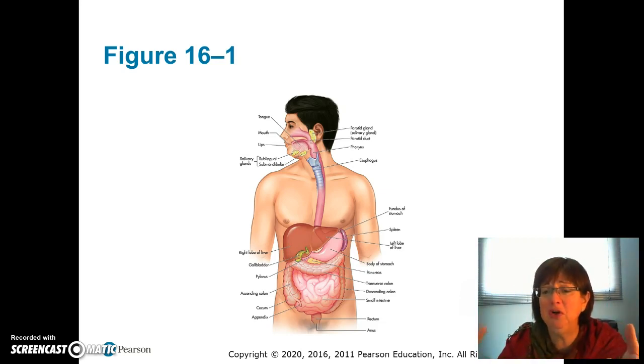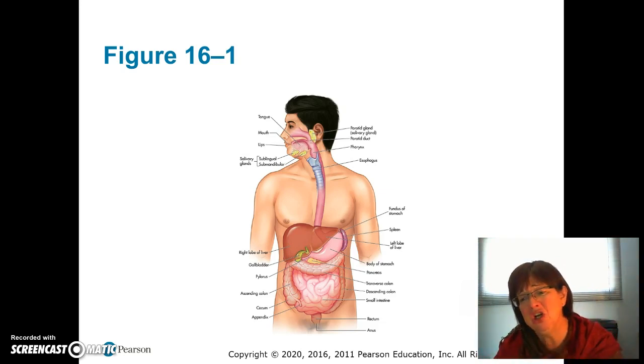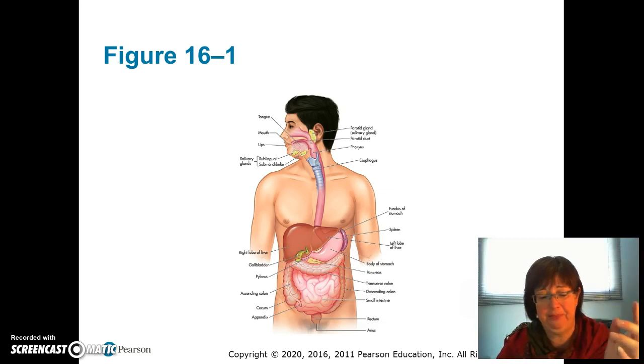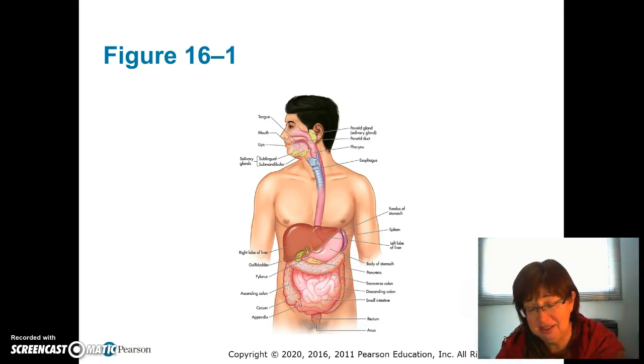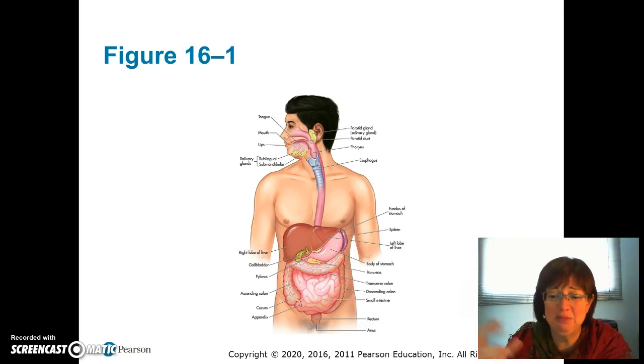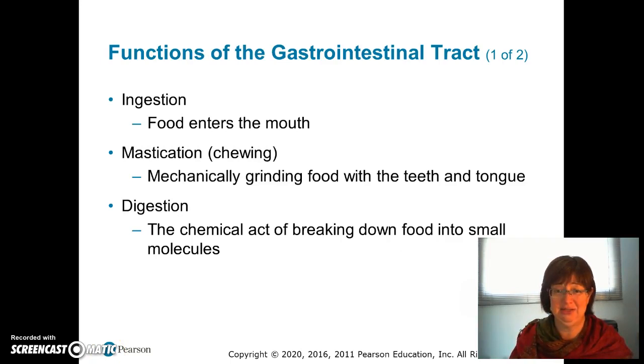Then, once the food is swallowed, the tongue pushes on the epiglottis, which closes off the opening to the lungs through the larynx. So the food will go down the esophagus, which is a muscular tube. It then goes into the stomach, the small intestine, the large intestine, and out the rectum and the anus. So let's look at it.